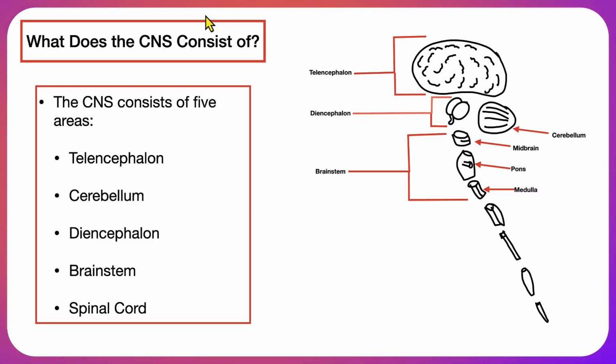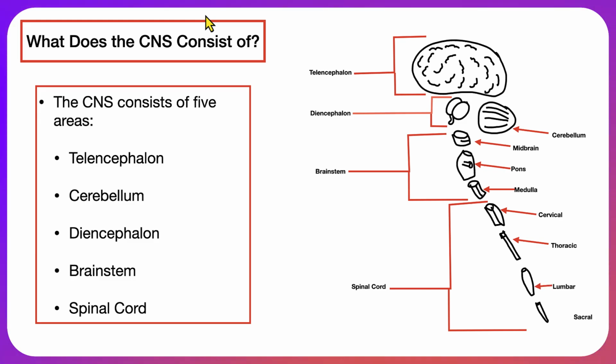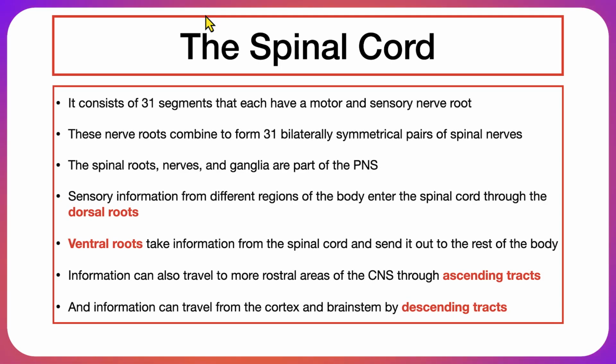So now let's talk about the last region of the central nervous system, which is going to be the spinal cord. And the spinal cord has a cervical region, a thoracic region, a lumbar region, and a sacral region. So let's talk about the spinal cord. So the spinal cord consists of 31 segments that each have a motor and sensory nerve root. These nerve roots combine to form 31 bilaterally symmetrical pairs of spinal nerves.